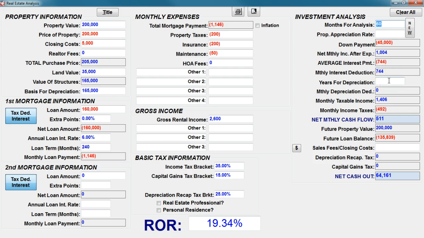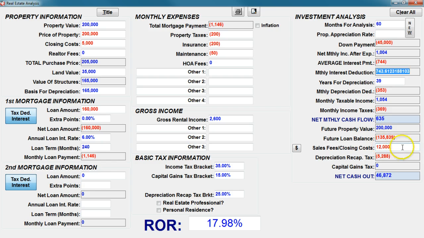We've got to fill in a few more pieces here. Let's look at the years for depreciation. The depreciation on real estate is actually spread out over 39 years. So we have monthly depreciation now that we're able to take on our taxes. And you'll notice that our rate of return jumped up to 21% now. Okay? And if we're looking to sell this property in 60 months, let's say that we've got sales charges and closing costs of $12,000.